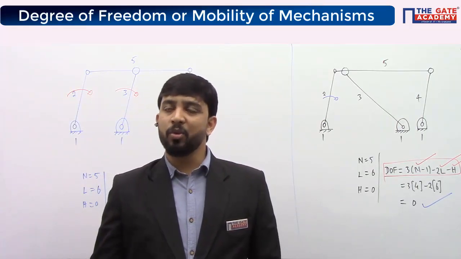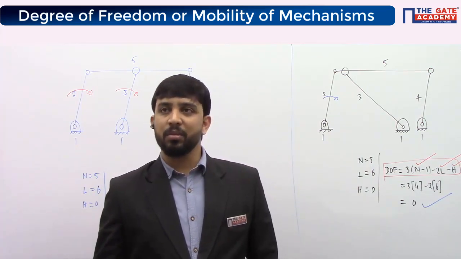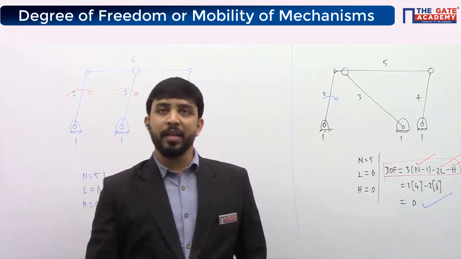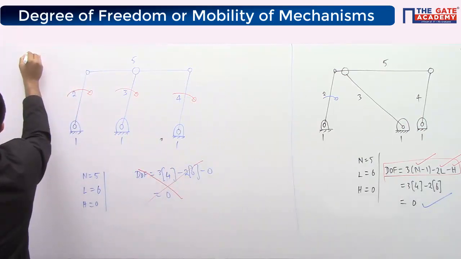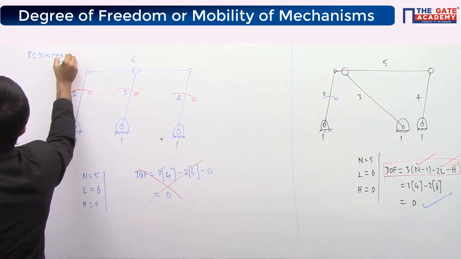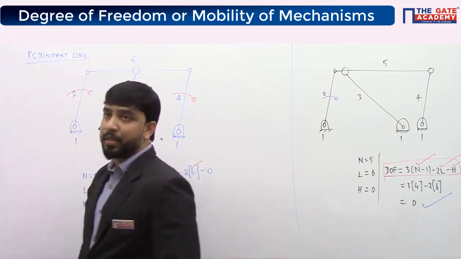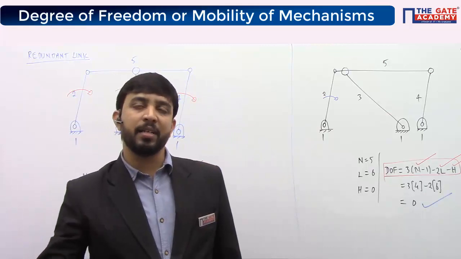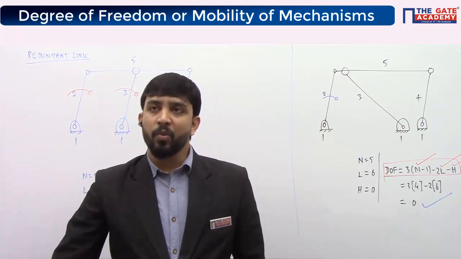Okay. So there are two cases where this Kutzbach's criterion gives incorrect results. So write the first case, case one, a redundant link. This is first case, okay? So whenever there is a redundant link inside the mechanism, Kutzbach's criterion will give incorrect results, okay?